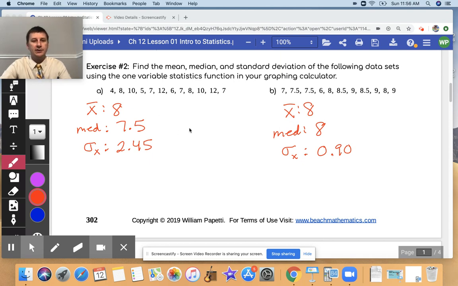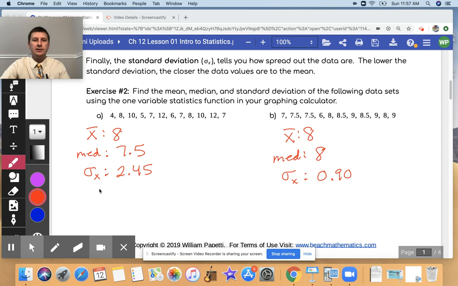Now, before we go on to exercise number 3, I do want to talk about what's similar and different about these two data sets. So if you didn't watch the exercise 2 video, I suggest going back to watch that right now. Otherwise, take a look at this. We have two data sets here, all of these numbers and these. They both have the same mean. Their median is very close. One is 7.5 because it has an even number of data points. And this one has a median of 8. But over here, our standard deviation is 2.45, and this one is just 0.90.